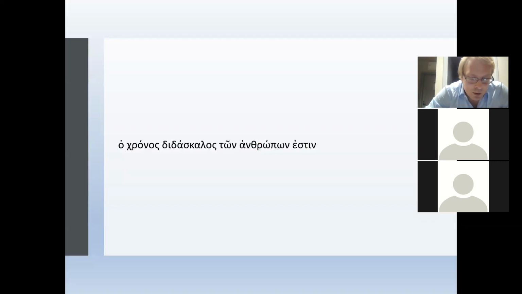As an example of a complement noun, we can take the very first sentence in our Greek textbook. Chronos didaskalos ton anthropon estin. Time is the teacher of humans. The second noun, didaskalos, teacher, like the first, chronos, time, is here in the nominative. However, it's time that is the subject, whereas the other noun, teacher, is merely introduced to complete the meaning of the first noun. That is, it is there to show what time really is.